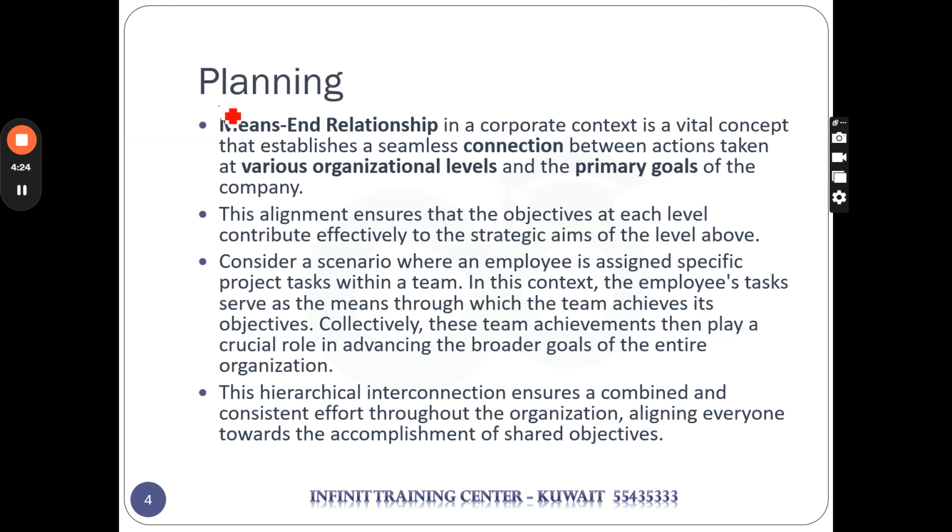And in planning, we have to follow something called a means-end relationship. The meaning of means-end relationship is that a lower level is performing their task, and that task is going to be the means, or we can say the way to reach the objective of the next higher level. So that's the means-end relationship. For the lower level, that is the end. When they complete that work, that is the end of the story. But for the higher level, that's only the beginning of the story. They will start from what the lower level has done.